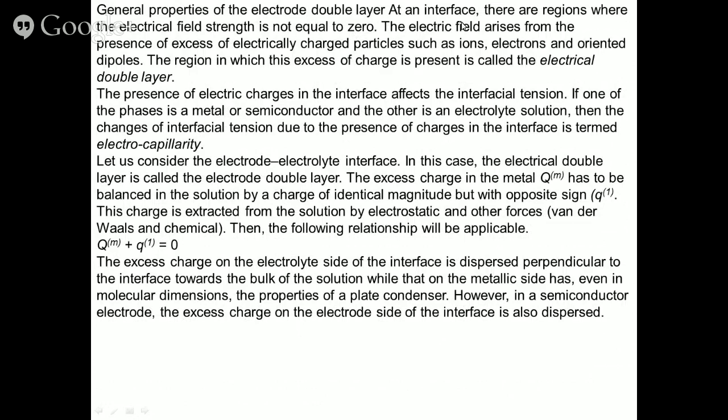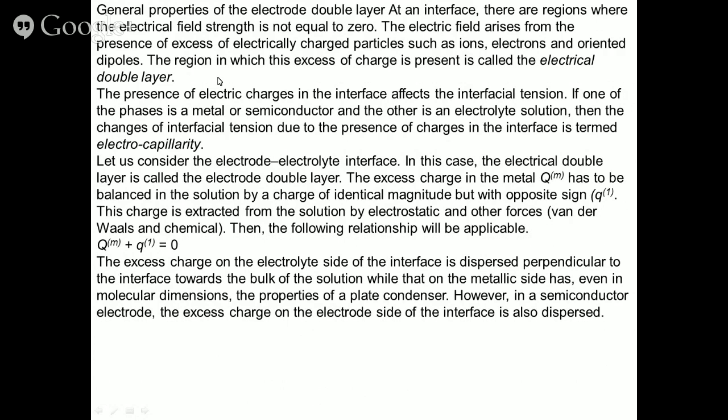At an interface, there are regions where the electrical field strength is not equal to zero. Okay, field strength, I hope you understand. The electric field arises from the presence of an excess of electrically charged particles such as ions, electrons, and oriented dipoles. The region in which this excess of charge is present is called the electrical double layer. I hope you understand this. What is meant by electric double layer?